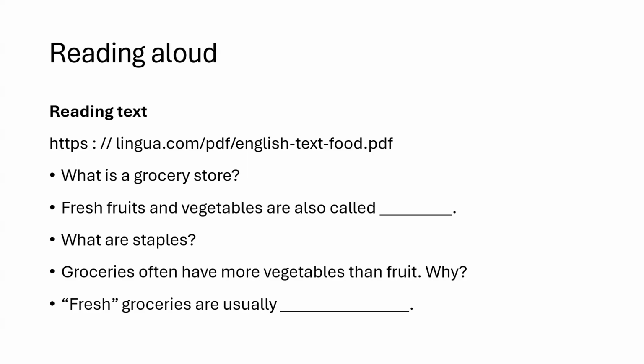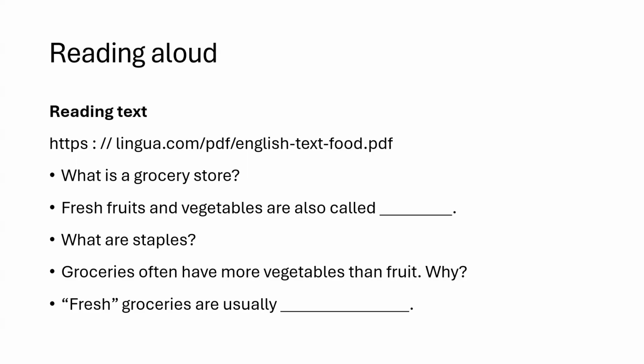And then if you read the text, you'll find the answer to this question, but I'll give it to you now. And if you read the text, I want you to remember this. Groceries often have more vegetables than fruit. Why is that? So you'll see plenty more things like potatoes and corn and celery and lettuce. You'll see much more of that than you'll see of fruit in many grocery stores.